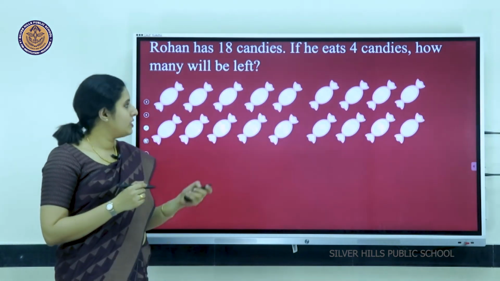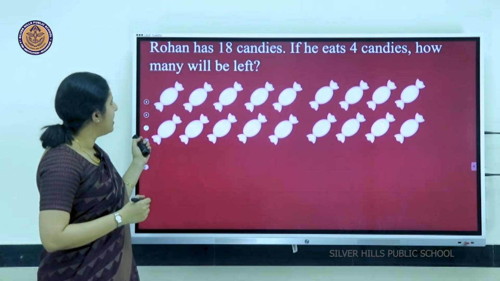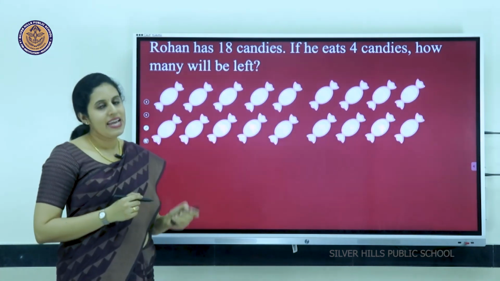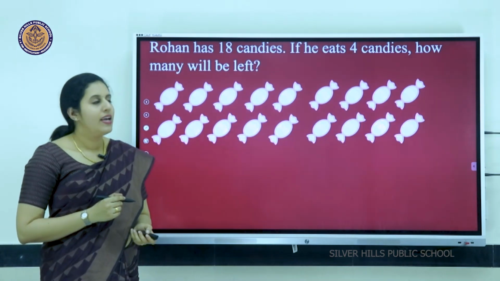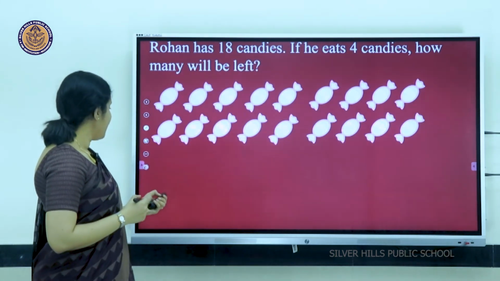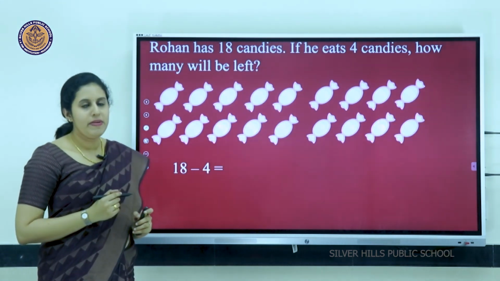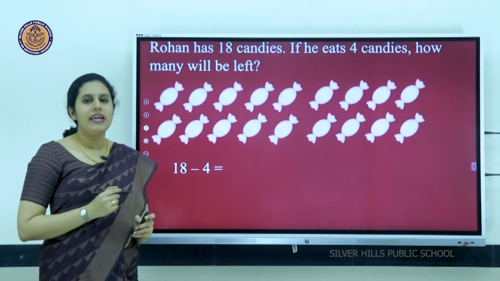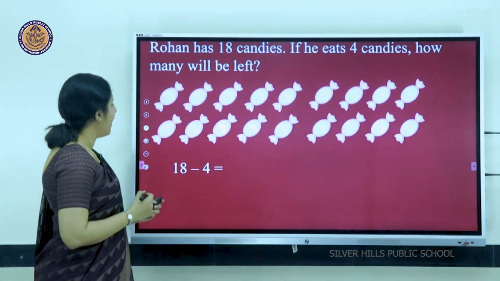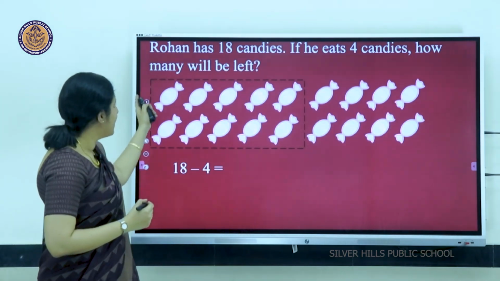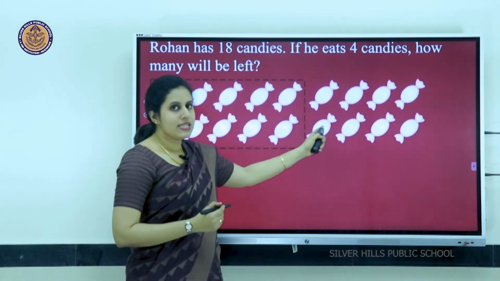This is a new method to you. How will you do that? First you will split these 18 candies as 10s and 1s. 18 candies are there, and from those 18 candies, 4 candies will be eaten. To find the final answer, we use this method by splitting 18 as a group of 10 and 1s.